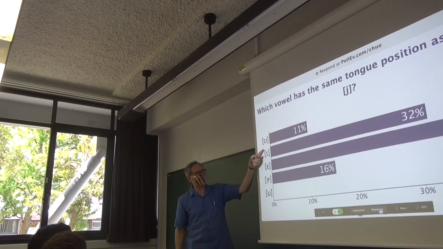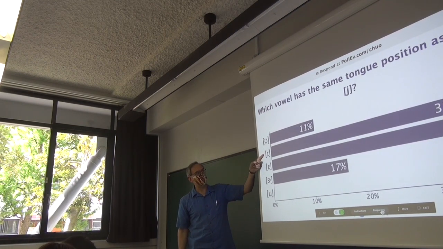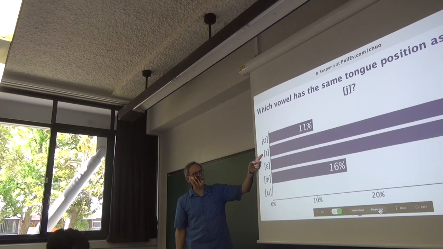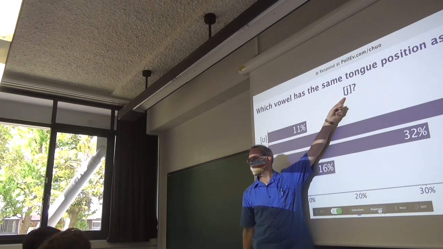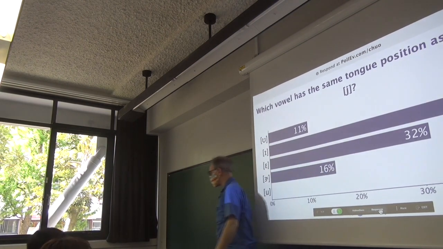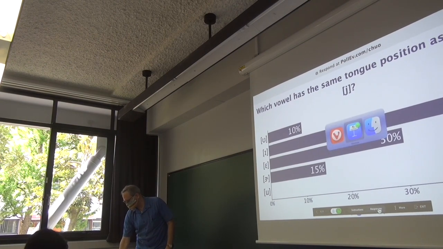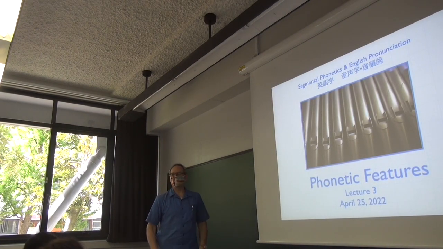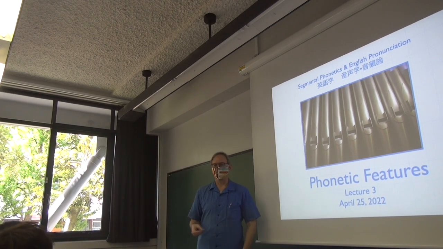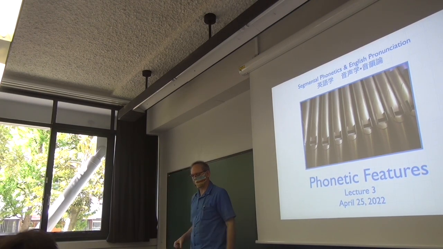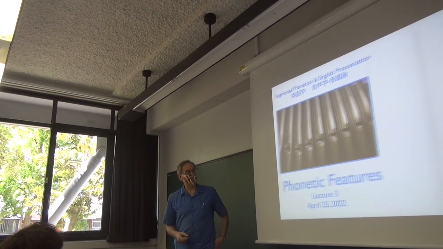So the correct answer would be the vowel I, which is a high front vowel, has the same tongue position as that in the pronunciation of y. Okay, I will stop that exercise and return to the handout. Actually, I have a few little review slides. Before I start with the slides on the handout, I just want to review some key points.